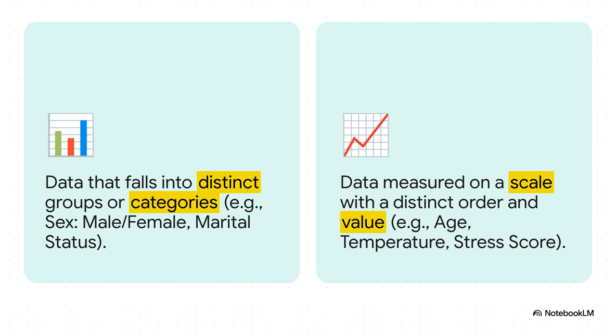Categorical data is all about distinct groups. Think male or female, or maybe single versus married. You're in one box or you're in another. Continuous data, on the other hand, lives on a scale. Things like age, height, or score on a test. These can have a whole range of different values.